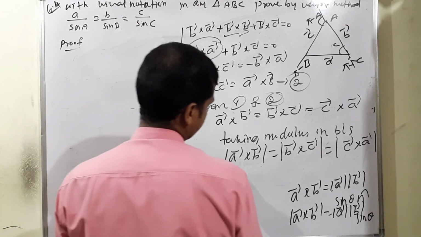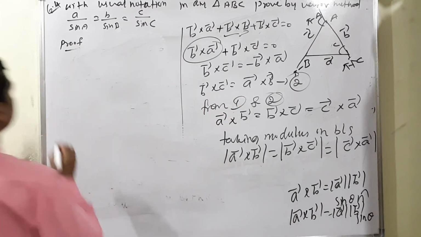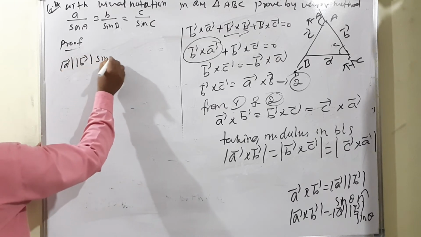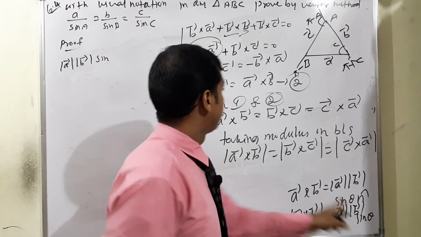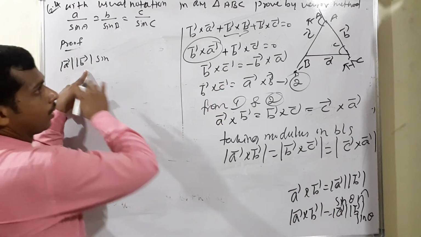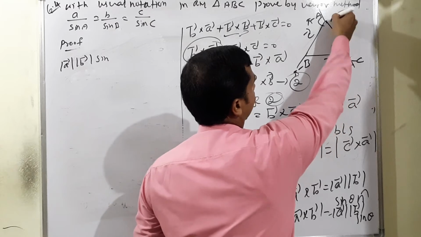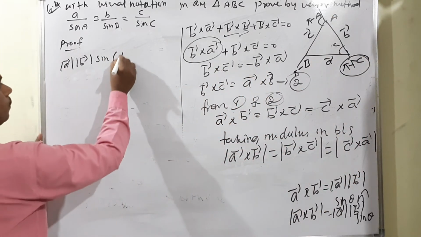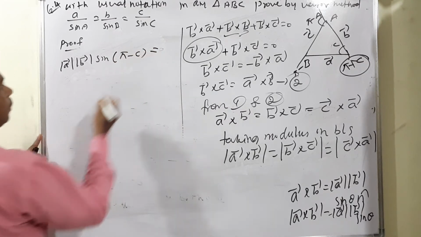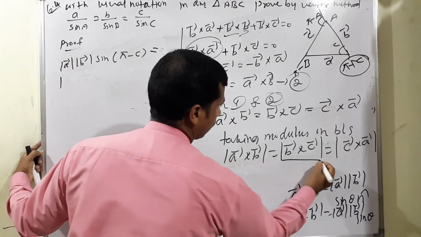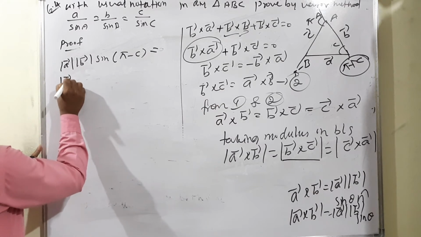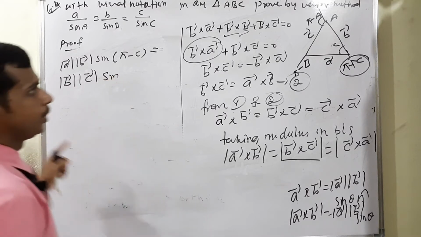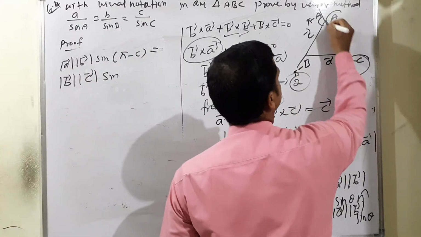So, instead of modulus of A vector cross B vector, it means modulus of A vector into modulus of B vector into sin theta. Theta here is the angle between A and B, which we can take as pi minus C. Sin of pi minus C is equal to, again the second term, modulus of B vector cross C vector, so modulus of B vector into modulus of C vector into sin of the angle between B and C. B to C means pi minus A.